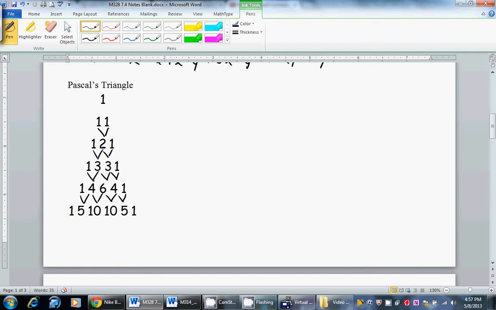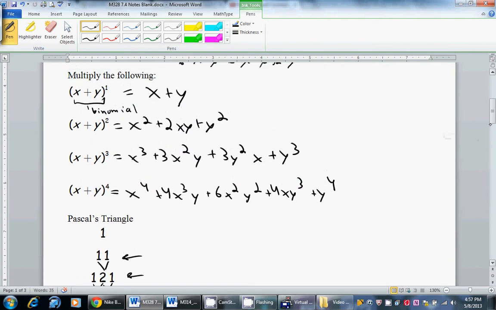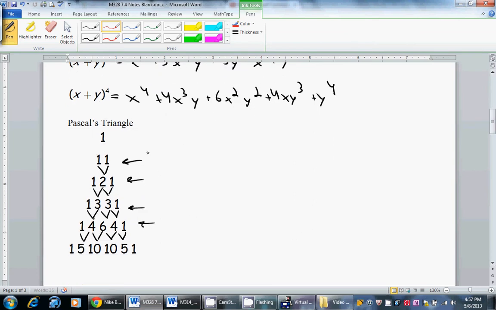One thing you'll notice is that the numbers in the rows here line up with the coefficients we just got. So when I did x plus y to the first, I got 1x plus 1y. Now this looks like the second row, but we're actually going to call that the first row. And at the top here, we'll call that the 0 row, because x plus y to the 0 power, anything to the 0 power, is just 1.